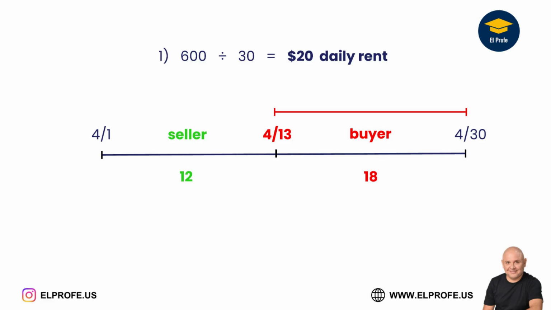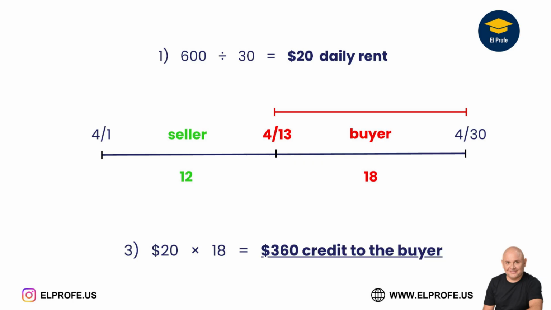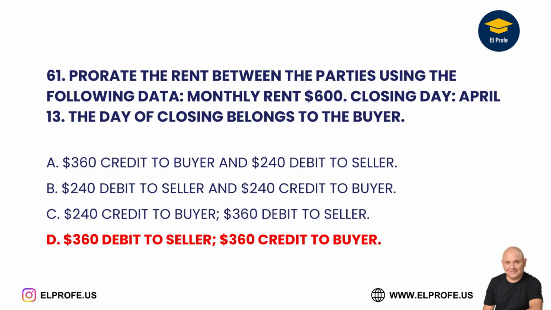Excellent. Now, since we are prorating rent, we take the right-hand side. So, the third step is to multiply 20 times 18 for 18 days, and that comes out to $360. That is the amount the buyer receives. So, it is a credit to the buyer. And whatever is a credit to the buyer, the exact same amount is a debit to the seller. Always remember the number is equal. If you are giving $360 to the buyer, it's because you took that from the seller. The numbers are the same.